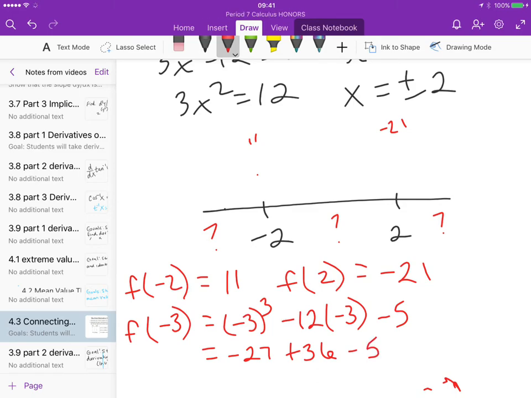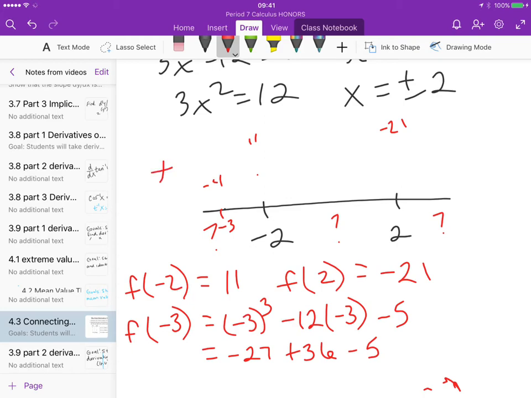Well, negative 27 plus 36 minus 5, it's really negative 27 plus 31, so negative 27 plus 31 is going to give us a positive 4. So at negative 3, I'm just going to put negative 3 right here, is a positive 4. Well, what's happening from 4 to 11?